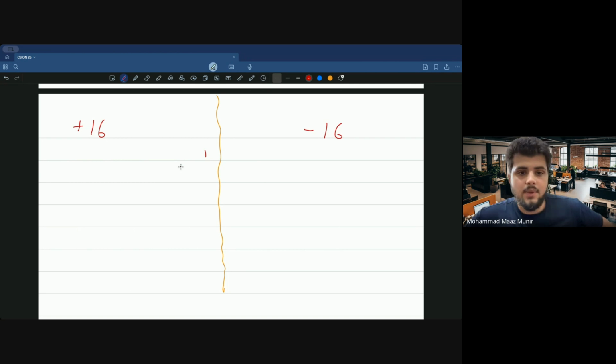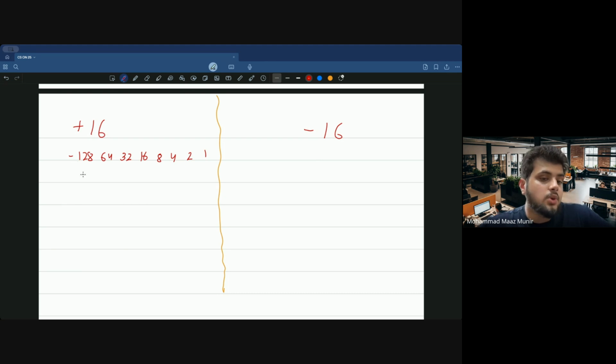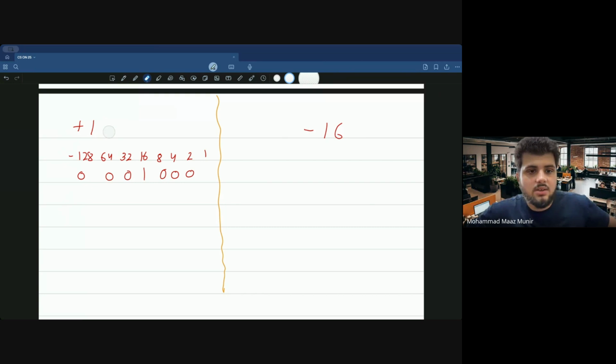So let's see. 1, 2, 4, 8, 16, 32, 64, and then finally minus 128. Let's say we use the same 2's complement method to plot a positive 16. So what am I going to do? I will be putting minus 128 as a 0, because I need to deal with a positive number. Then 64 is going to be 0, 32 is going to be 0, 16 will be a 1, and perhaps let's make it 17. This is very, very easy. This is also going to be a 1.